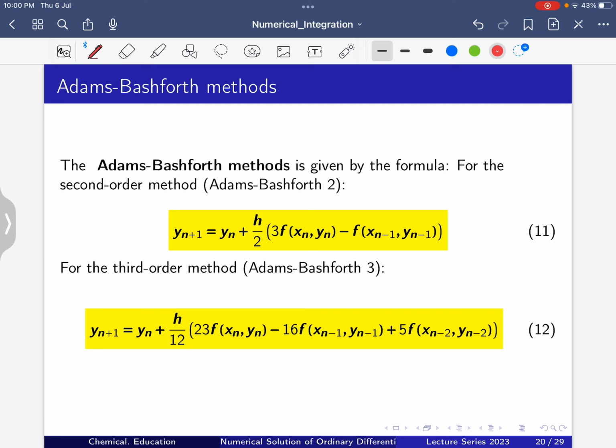And for the third order method, Adams-Bashforth 3, y_{n+1} = y_n + h/12 [23f(x_n, y_n) - 16f(x_{n-1}, y_{n-1}) + 5f(x_{n-2}, y_{n-2})]. So remember this formula. After doing the derivation we will get those coefficients 23, 16 and 5. So remember this formula for the second order method and the third order method.